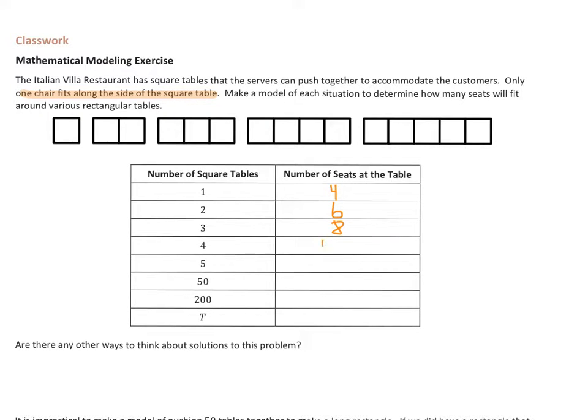So maybe you're noticing a pattern here, but notice down below it says, are there any other ways to think about solutions to this problem? What we want to do is see if maybe there is an equation or a formula that will work every time, no matter how many square tables there are, 5, 50, 200, or an unknown amount. We can easily figure out the number of seats at the table.